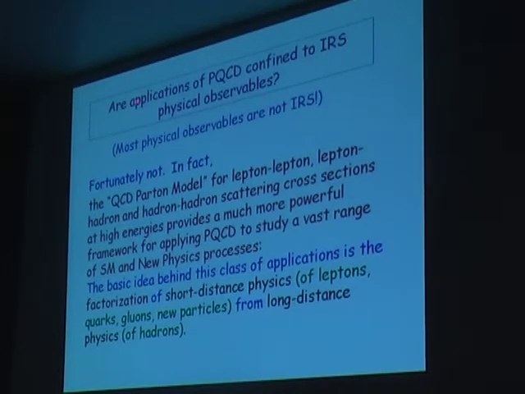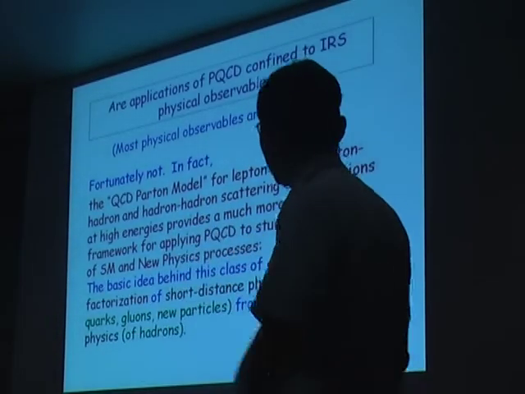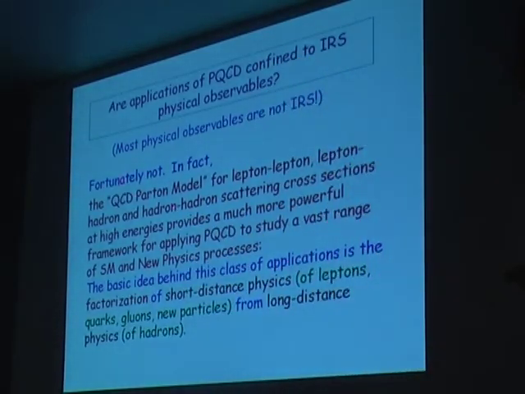Now the next question is, are applications of predictive QCD confined to only infrared safe quantities where you can actually calculate? Well, fortunately not, because again, these variables are still relatively limited in number.